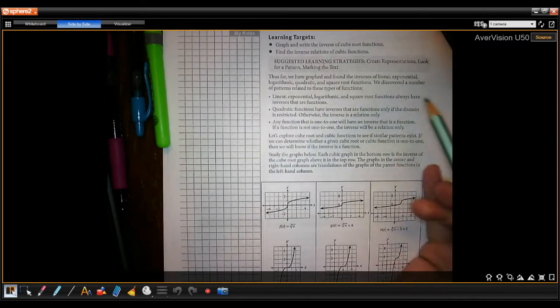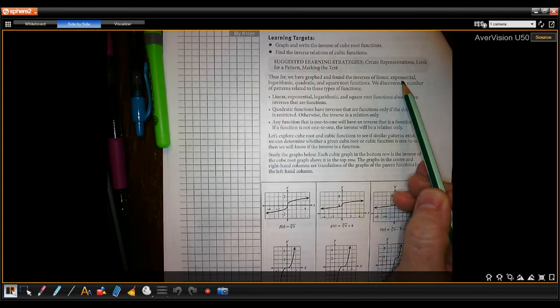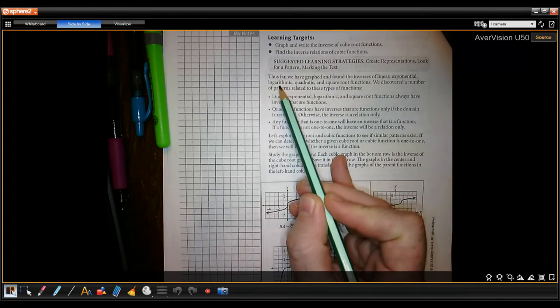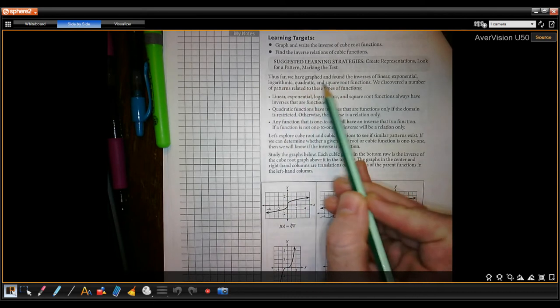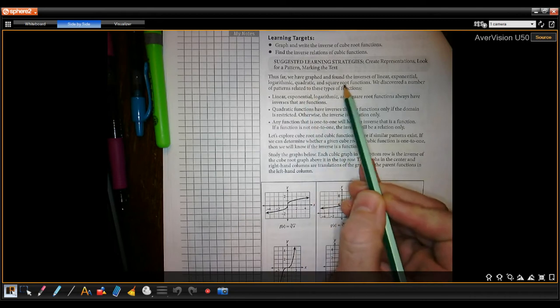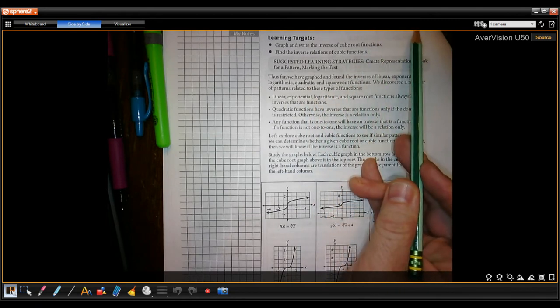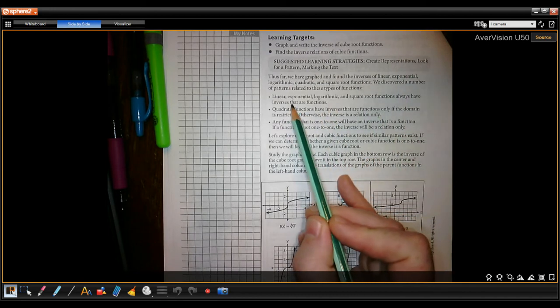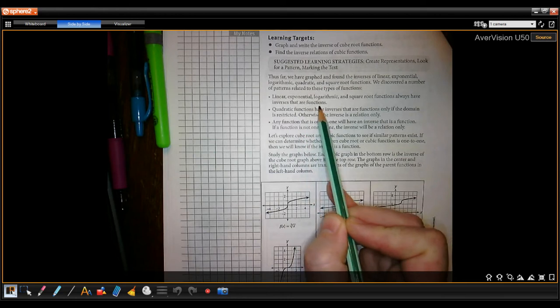So it says, so far you've graphed and found the inverse functions of linear, exponential, because the inverse of a linear is a linear, right? Inverse of an exponential is a log, right? Inverse of a log is exponential. Inverse of quadratic is square roots. Those go together. So exponential logs go together. Quadratic square roots go together. And so today we're going to study cube root and cubic functions. Those go together.